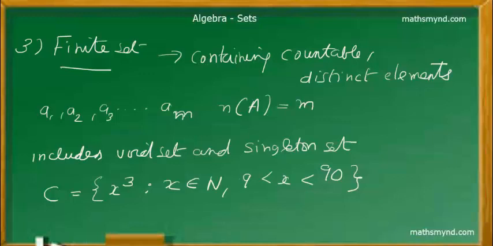So the cardinal number is indicated by n of something, n of a set. So here, if I denote a set as A, then the cardinal number of A in this particular example is m, that's am, as m is the number at which that particular series is ending. So the cardinal number of that set A is m. Now, interestingly, because of its particular definition, the void set, the empty set, and the singleton set are also naturally finite sets.